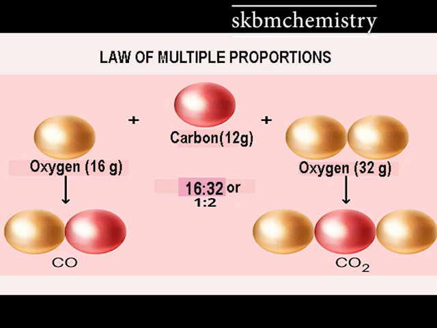Now you see the ratio of the masses of oxygen which combine with a fixed mass of carbon. Here it is 12 parts. You can see that the ratio is 16:32 or 1:2, which is a simple whole number ratio. So definitely we can say that the compounds carbon monoxide and carbon dioxide are formed according to the law of multiple proportions, or they obey the law of multiple proportions.